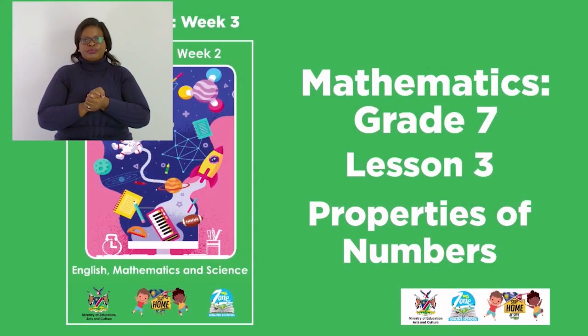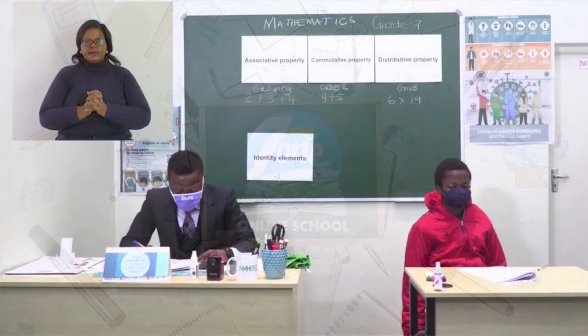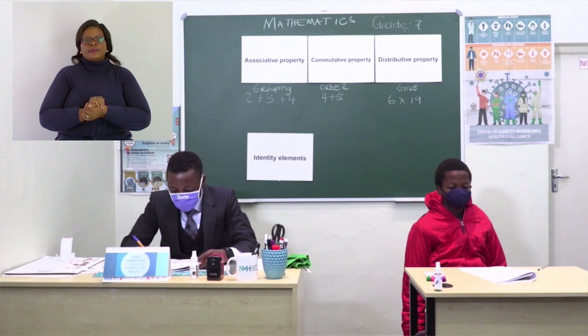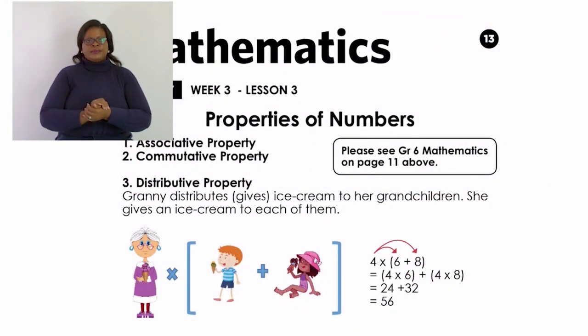Our lesson of today is on properties of numbers. Okay, let us take our booklet to page 13 where we are starting. And the properties of numbers, we have to read through. The first one is associative property, commutative property, and distributive property.